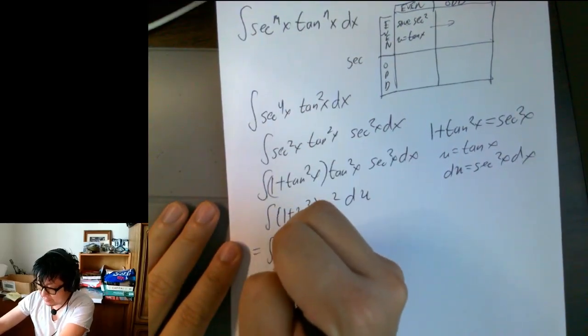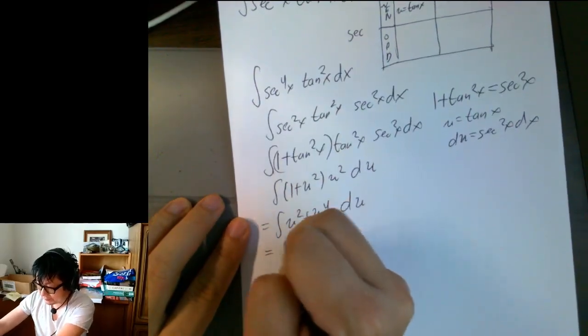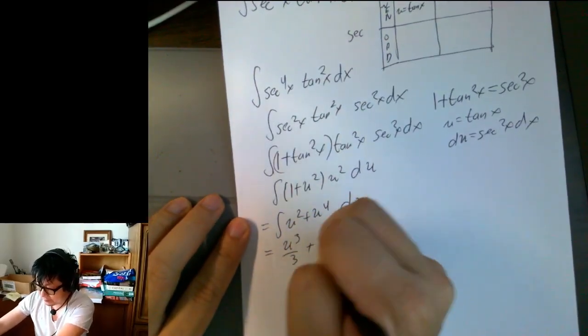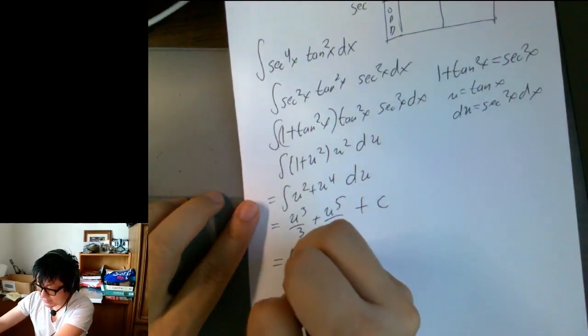Multiply this out again. Integrate. And then plug in u equals tan x.